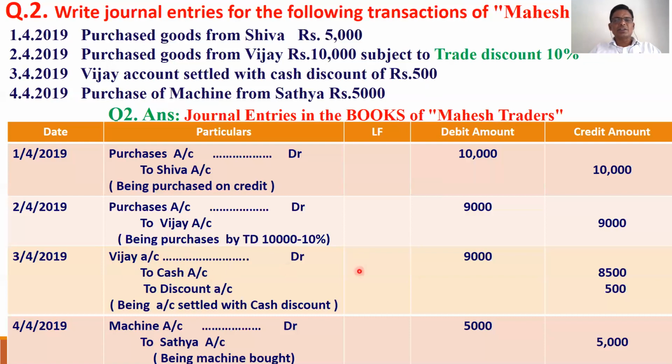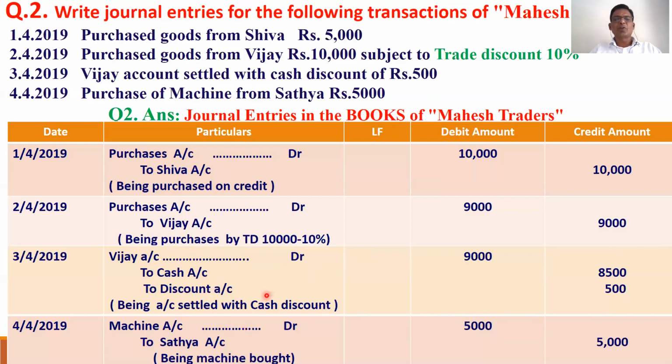So the receiver Vijay is debited. Cash is going out, so cash is credited. Discount here is income, so income is credited. We have to pay 9,000, but we paid only 8,500. That means 500 is income. Income is credited, cash is going out so cash is credited, and the receiver Vijay is debited. Vijay account to cash account to discount account.